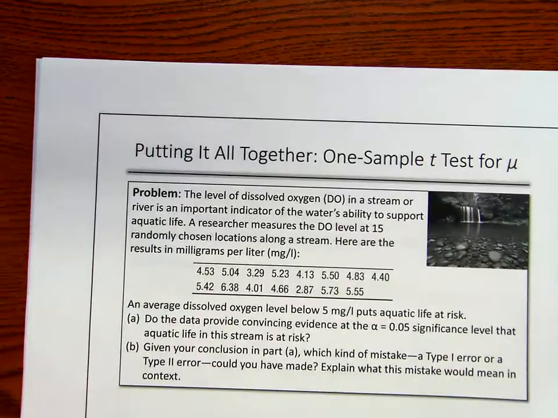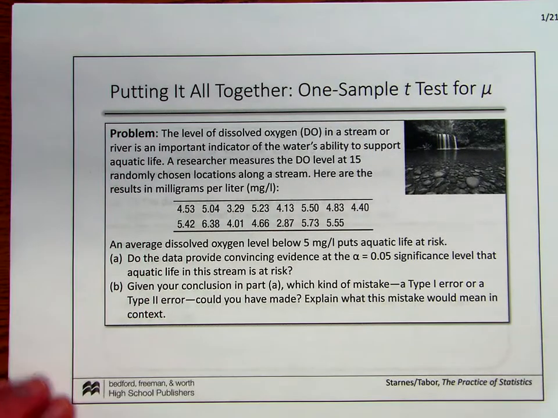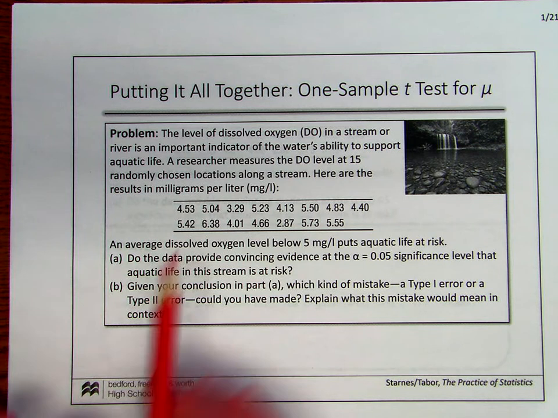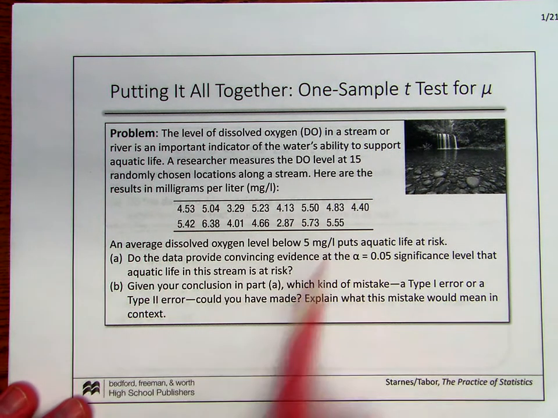All right, example. The level of dissolved oxygen, DO, in a stream or river is an important indicator of the water's ability to support aquatic life. A researcher measures the DO level at 15 randomly chosen locations along a stream. Here are the results in milligrams per liter. So it's giving us the raw data.